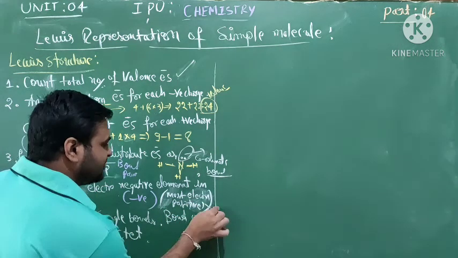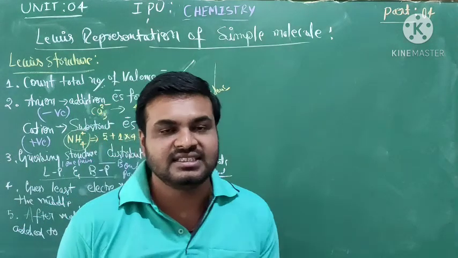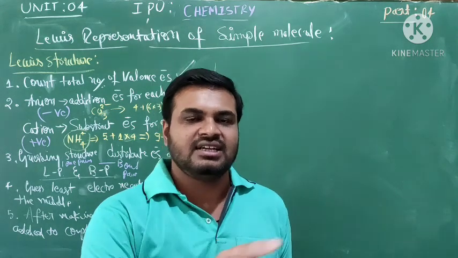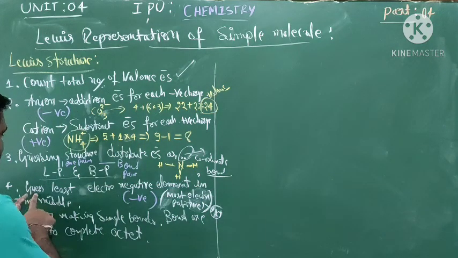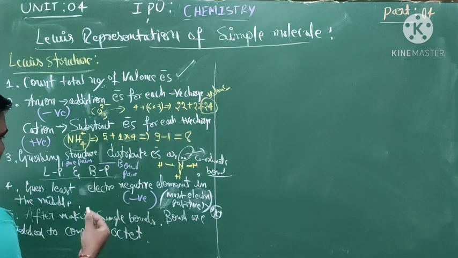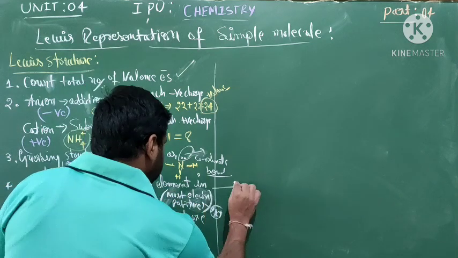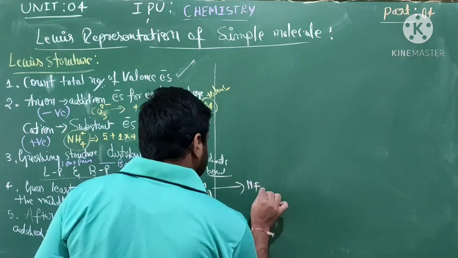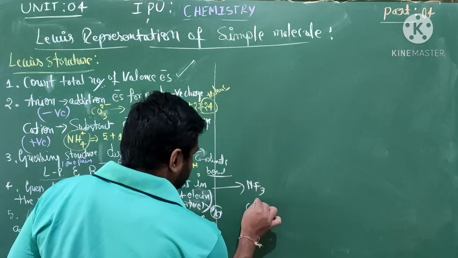Most electropositive is hydrogen. But hydrogen is only at the end position, not in the center, because its capacity is only 2. The leftover remaining atoms are in the center position. Either you consider the least electronegative, for example, see the fourth point, like NF3 and carbonate, CO3 2 minus.